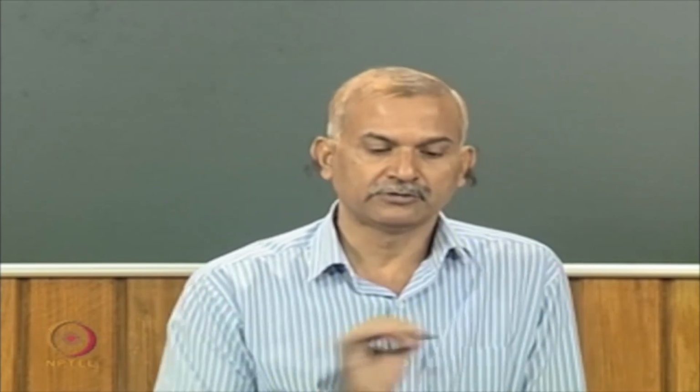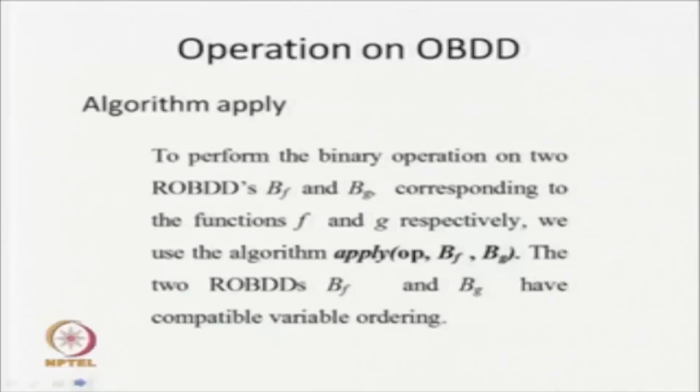Now, just see what we are going to see in this particular case. For any kind of operation, we are going to use an algorithm called apply. This apply algorithm will be used to perform any Boolean operation on BDDs. So, if we apply it on BDDs, we are going to get some resultant BDD, which gives us the evaluation of this particular Boolean operator.